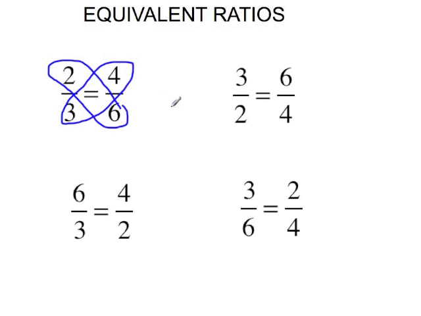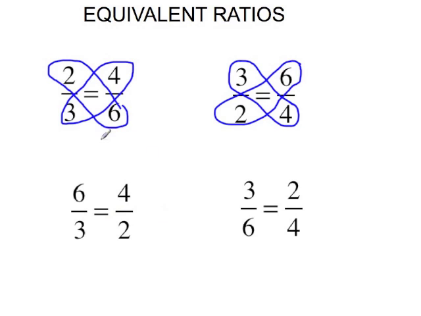Sometimes the problem could be set up differently, and we might have the whole ratio flipped upside down. Instead of 2/3, I have 3/2. Instead of 4/6, I have 6/4. But notice we still have equal cross products. 3 times 4 is 12, 2 times 6 is 12.